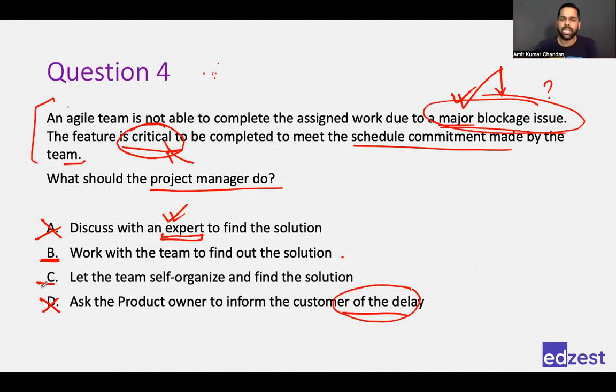Okay. Now coming to B and C, two options: work with the team to find out the solution, or let the team self-organize and find the solution. So yes, what are your answers? I can see everybody saying B. Why are you not letting the team self-organize? Self-organizing is such a good principle for Agile. Yes, anyone? What is your answer?